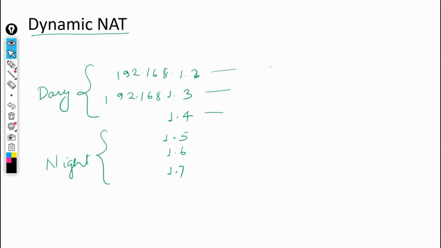In that case, we take a range of IP addresses. Let's say I have taken three IP addresses in the dynamic pool: 200.200.200.1, 200.2, 200.3. Now we don't have a fixed mapping, where 192.168.1.2 will use only one IP address. But how will they do it?